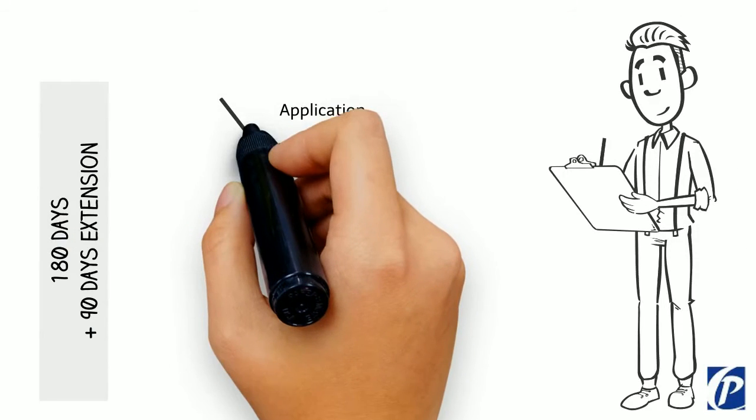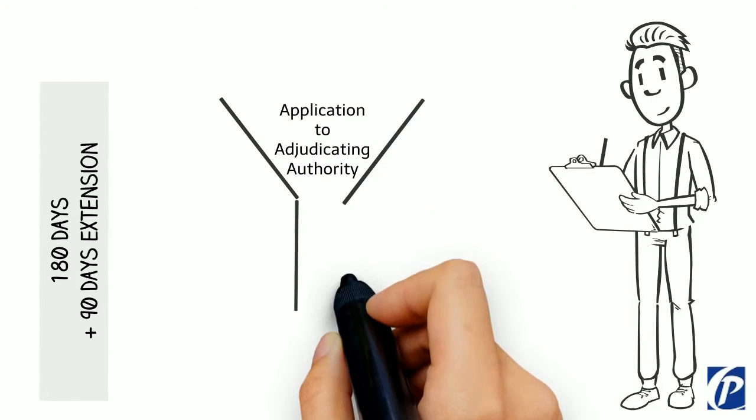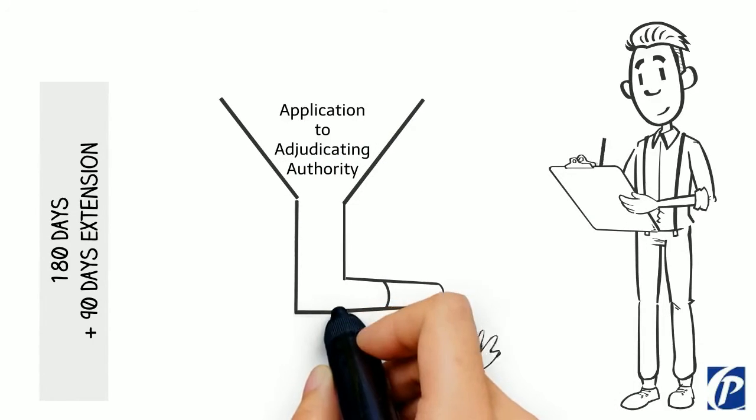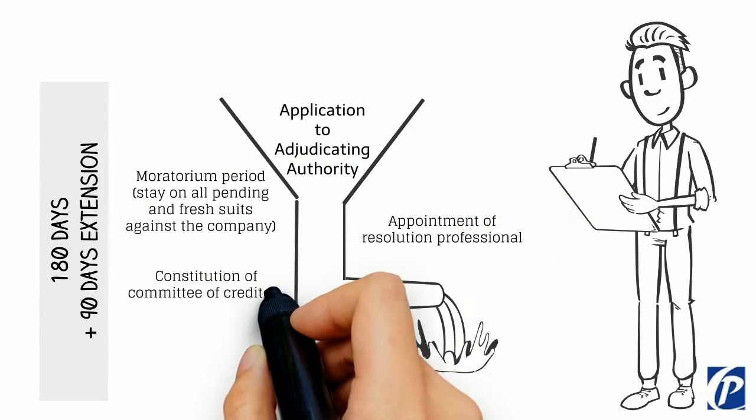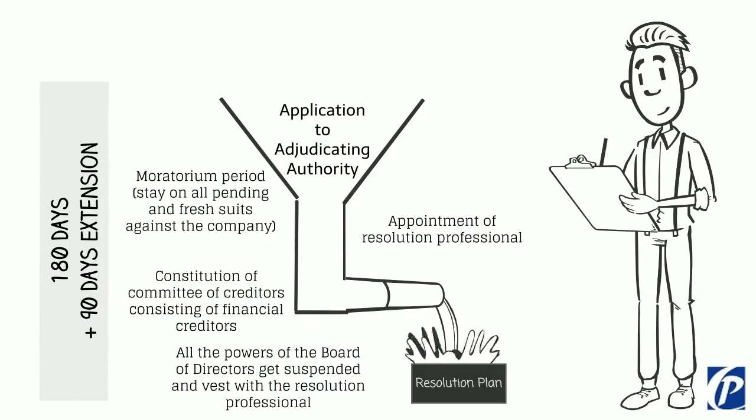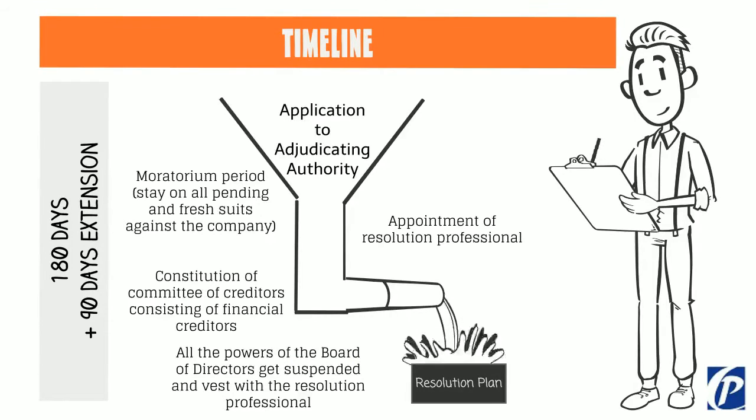An insolvency resolution process will be completed within 180 days from the date of admission of the application by the adjudicating authority. Thereafter, the adjudicating authority will announce a moratorium period, then appoint a resolution professional, and all the powers of the board get suspended and vest with the resolution professional. The resolution professional will constitute a committee of creditors, which consists only of financial creditors. These 180 days may be further extended by 90 days after the approval of the adjudicating authority.